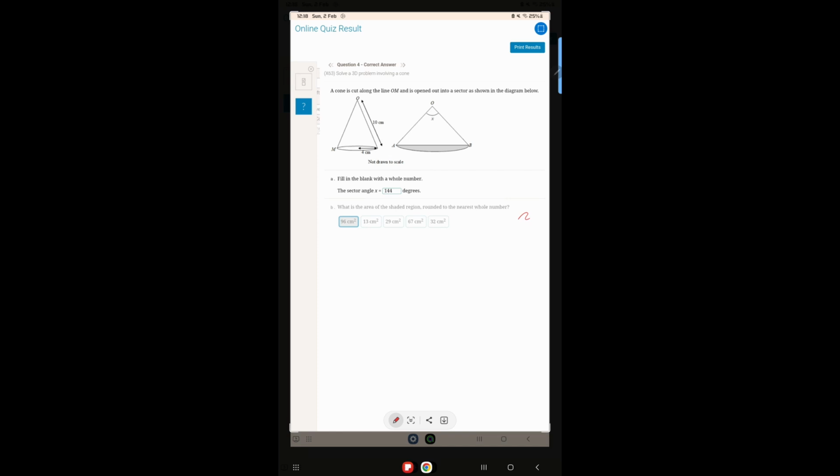Okay, now they want the area of the shaded region, which is this. The way to get this here would be to find the area of the entire sector and then subtract from it the area of the triangle.